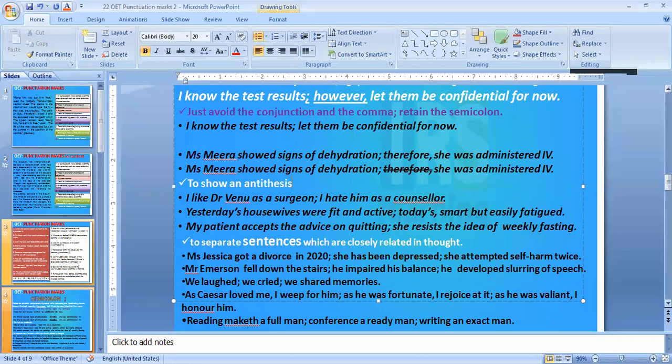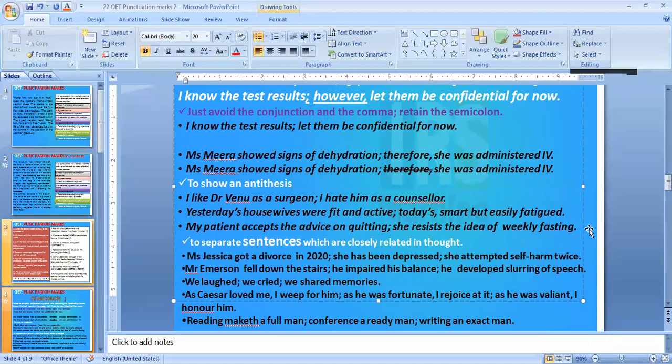As Caesar loved me, I weep for him; as he was fortunate, I rejoice at it; as he was valiant, I honor him. Reading maketh a full man; conference a ready man; writing an exact man. This quote I often use while teaching OET upon the importance of reading, speaking, and writing. Unfortunately, listening is not mentioned. This is a famous quotation, the last one, from Francis Bacon. Reading makes a full man, speaking makes a ready man, and writing makes an exact man.